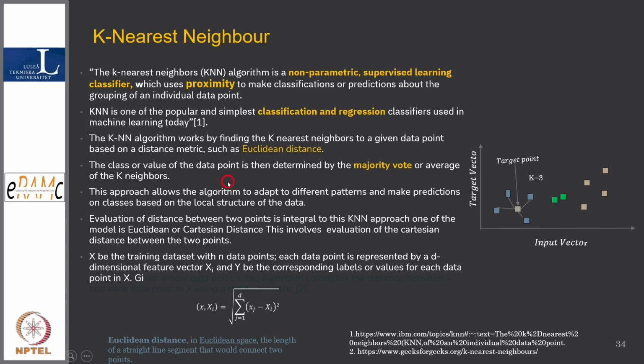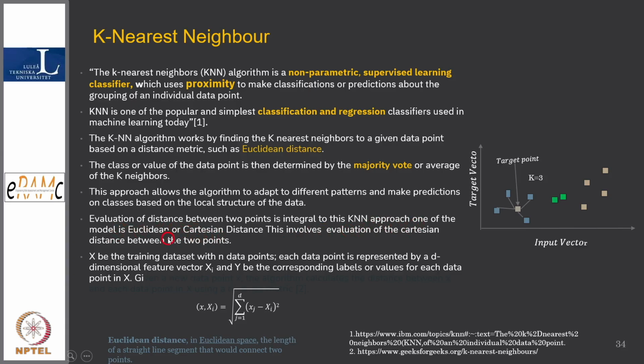The class value of the data point is then determined by majority voting. Majority vote means suppose out of 3 points, if 2 points are telling the same thing, it is majority voting. So, majority voting means 3 out of 3 or 2 out of 3. Okay? 1 out of 3 will not be majority voting. So, that kind of thing is used to characterize the target. Evaluation of distance, it is called Euclidean distance, nothing great, it is a physical distance in a space actually, between 2 points, and it is integral to the KNN model.